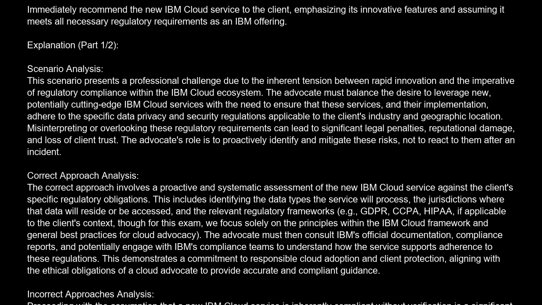The advocate must balance the desire to leverage new, potentially cutting-edge IBM cloud services with the need to ensure that these services and their implementation adhere to the specific data privacy and security regulations applicable to the client's industry and geographic location. Misinterpreting or overlooking these regulatory requirements can lead to significant legal penalties, reputational damage, and loss of client trust. The advocate's role is to proactively identify and mitigate these risks, not to react to them after an incident.